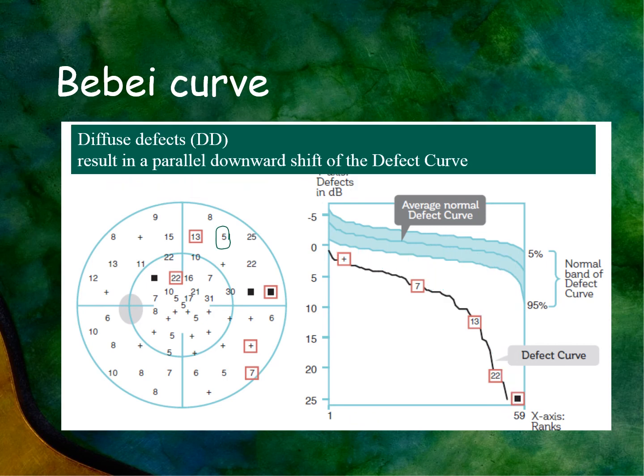What about the diffuse defect? This is the average normal defect. The range is +5 up or +5 below the normal range. So the diffuse defect, it's a parallel downward shift of the defect curve. This is the normal defect curve, and this is a downshift of that curve.